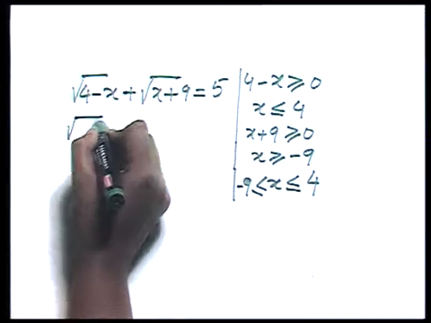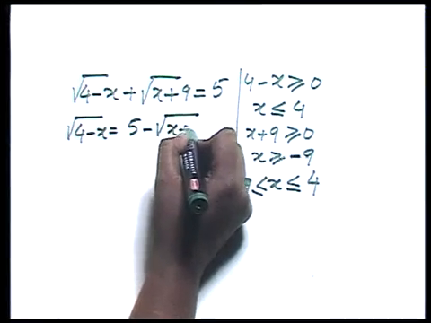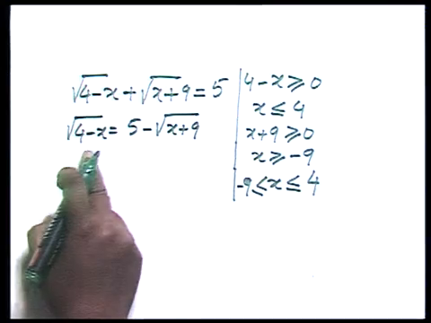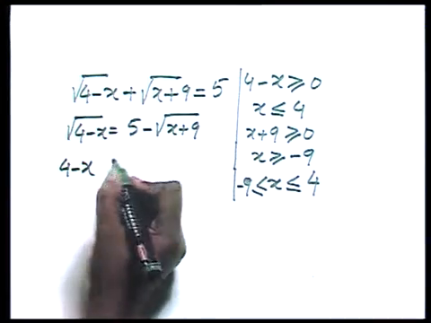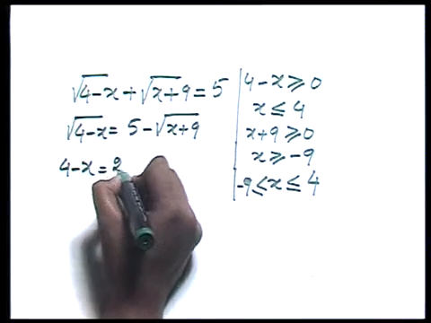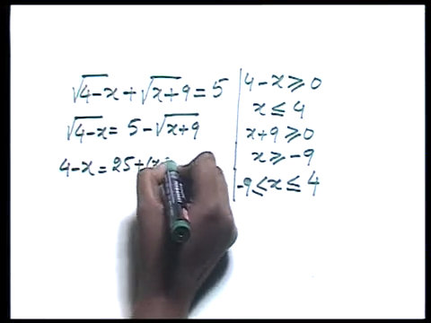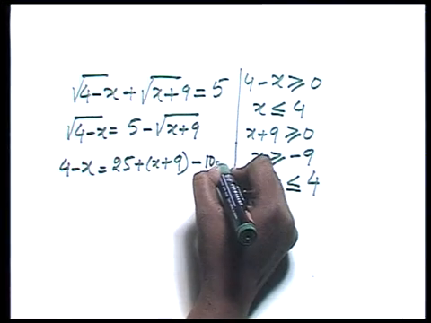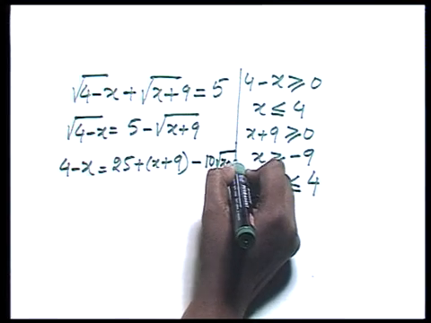What do we get? We have under root of 4 - x is equal to 5 minus under root of x + 9. Now, squaring both sides of this equation, we get 4 - x is equal to 25 + x + 9 minus 10 under root of x + 9.